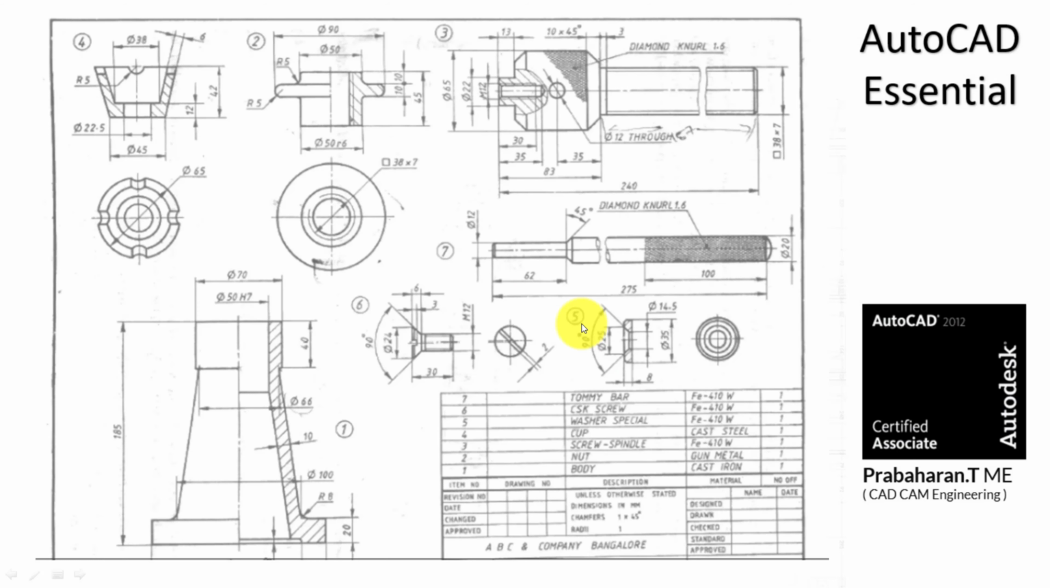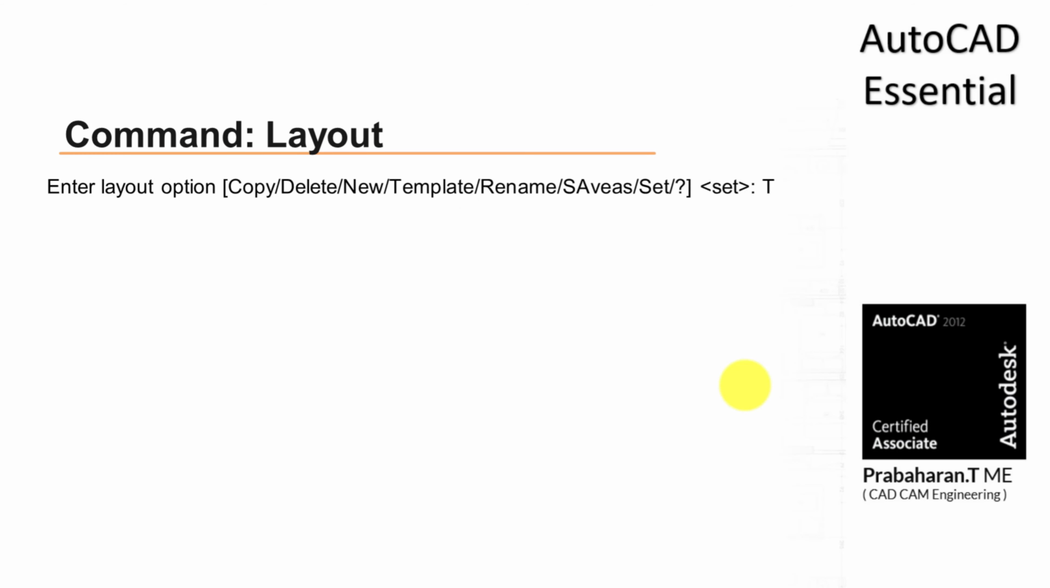What is the next step? I have to bring the template. So inside the template, I have to bring the components. Okay, so how to bring the template? Go to the command layout. Once you choose the layout, there are a lot of options there. Choose the template. The default templates are available. Those default templates we are going to use now.